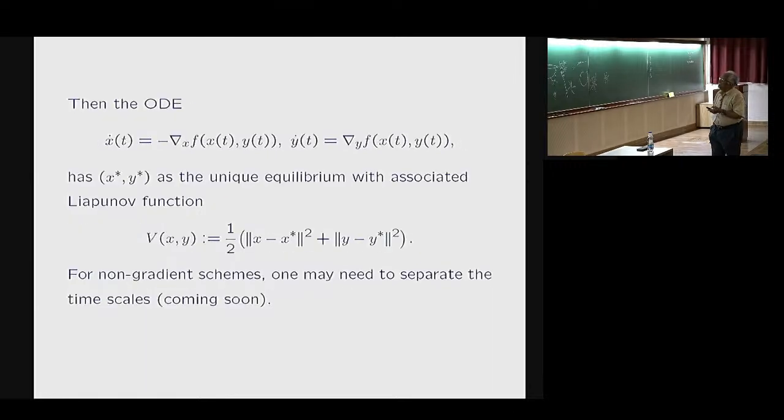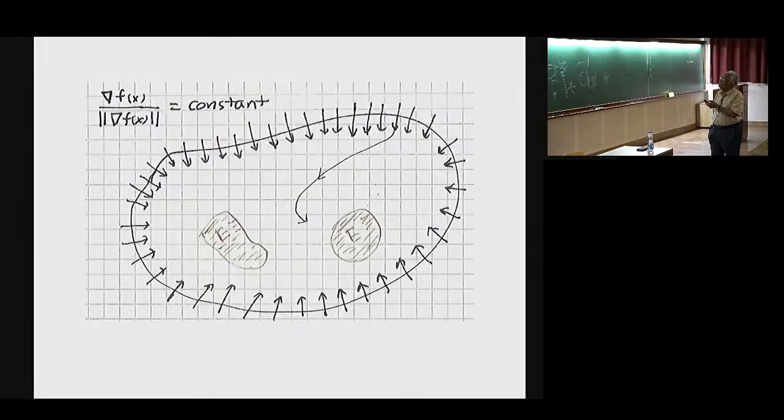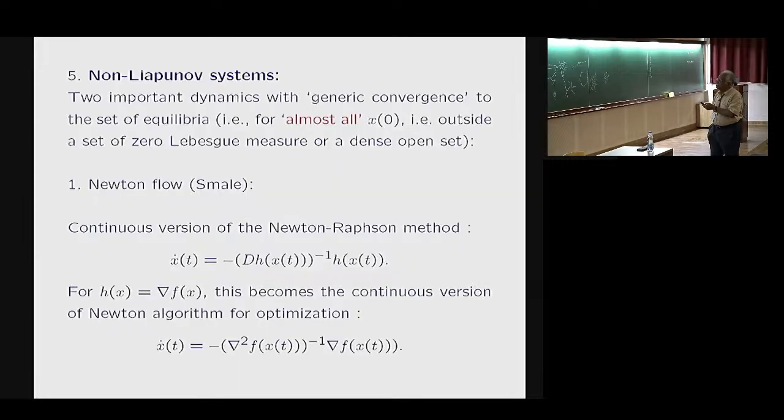So here I made a comment which I'll return to. For non-gradient schemes, one may have to separate the time scales. These are non-Lyapunov systems. I won't go into the details. Smale's continuous Newton iteration: he showed that for almost all initial conditions, it converges to critical points.